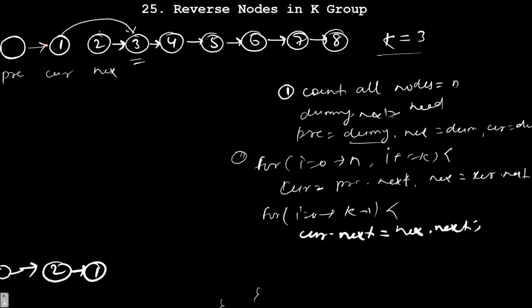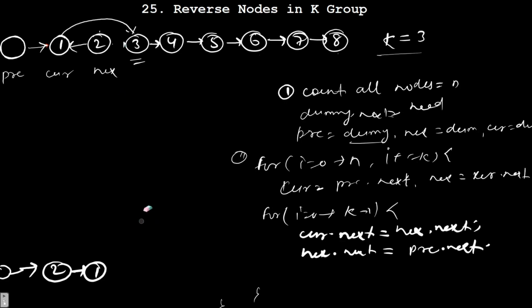Now we can make 2 point to 1, so do that. Next.next equal to pre.next. How can we access this current node? We can access it using pre.next. So we have created this link. After the creation of this link, this node will be deleted by itself.